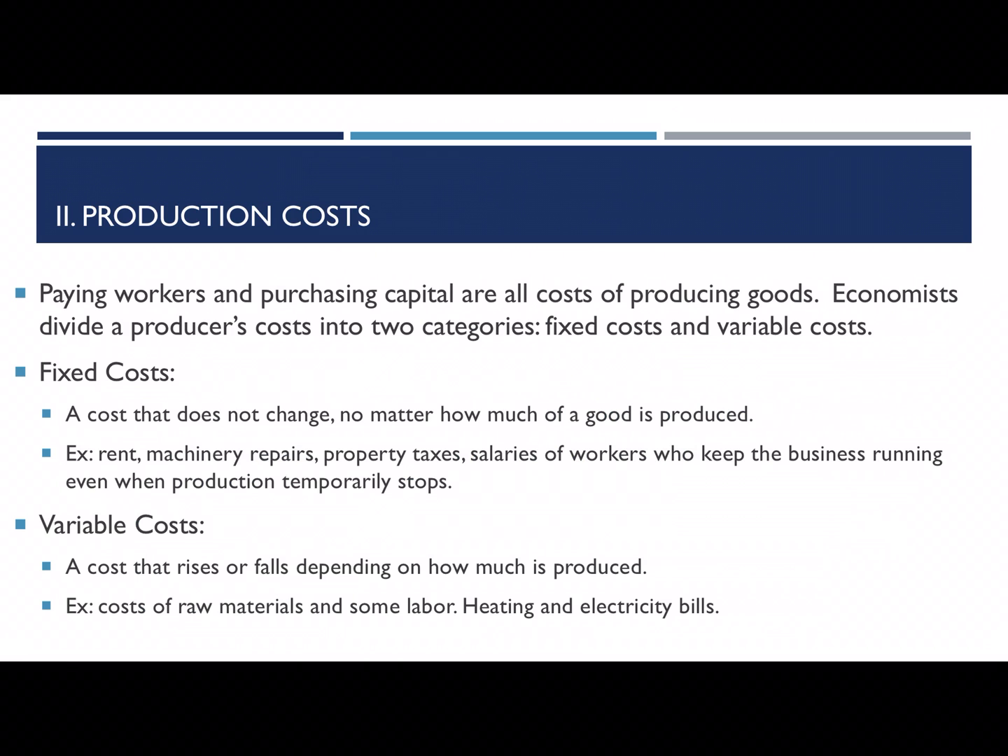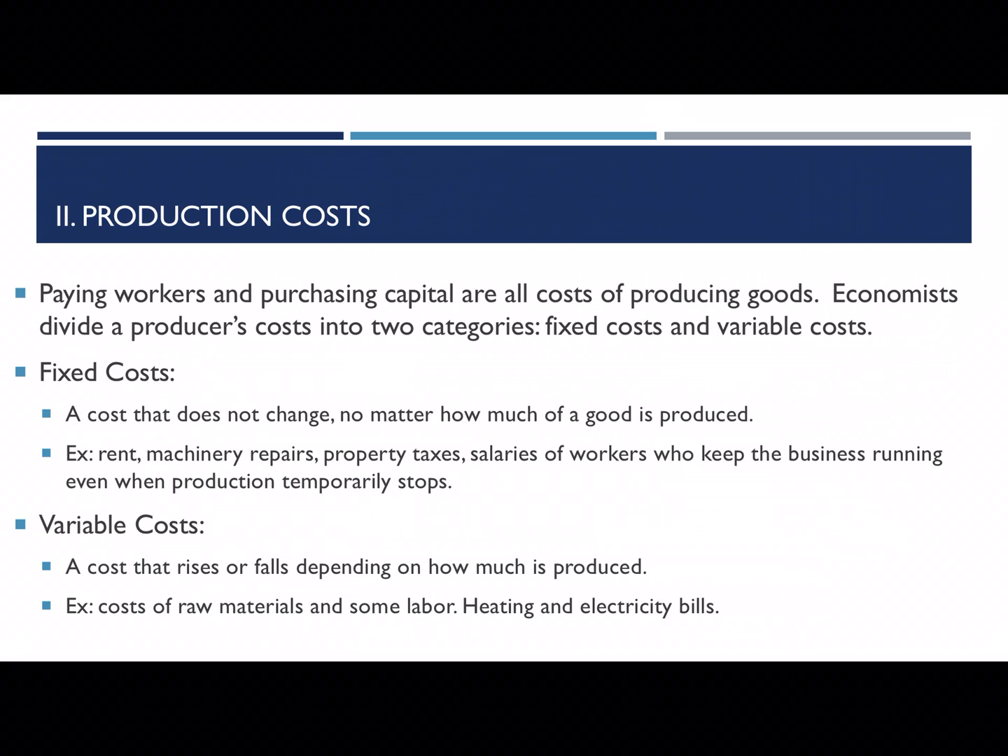All right, part 2 is production cost. Paying workers and purchasing capital are all costs of producing goods. Economists divide a producer's costs into 2 categories, fixed and variable costs. Fixed costs are costs that do not change, no matter how much of a good is produced.